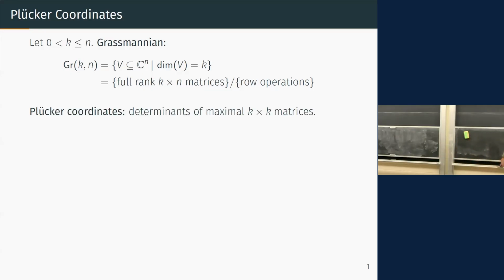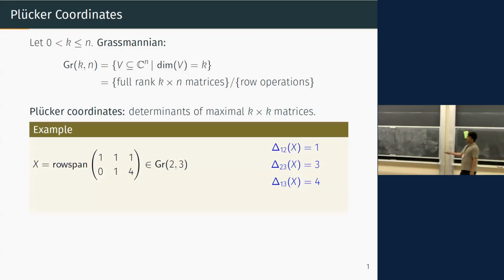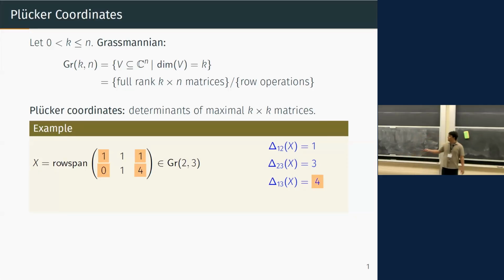What we'll do is assign Plücker coordinates to these matrices. These are determinants of maximal k by k minors. As an example, X is the row span of these two three-dimensional vectors, and I have three Plücker coordinates. So delta 1,3 will be the determinant of the matrix spanned by the first and third columns.